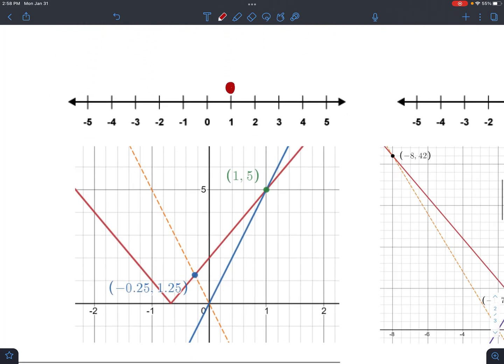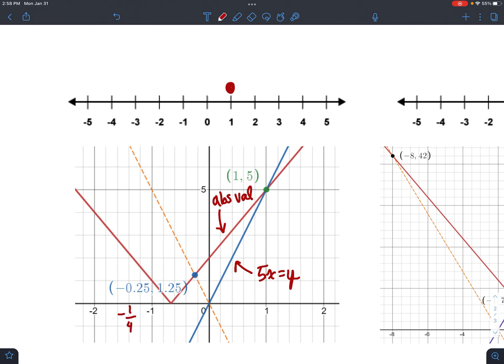I also included a graph of this from Desmos. So this is the absolute value piece. And this is 5x equals y. Has a slope of 5, and so on, right? Those red and blue lines only intersect once at x equals 1, and that's our solution.